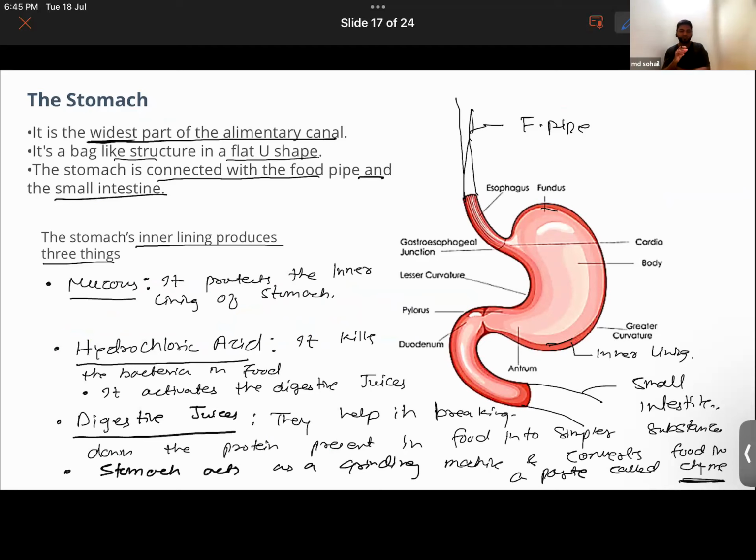Okay. So the stomach, look, it has been in the human body ever since humans were created, ever since humans came on earth.